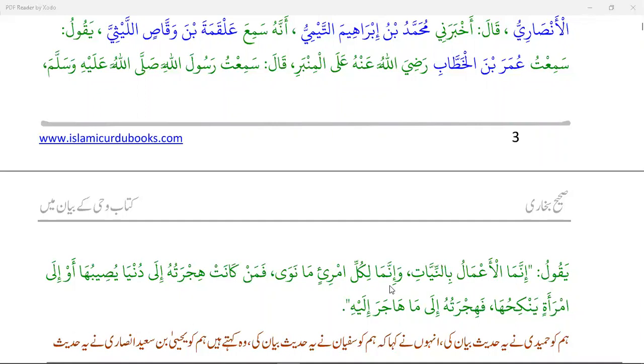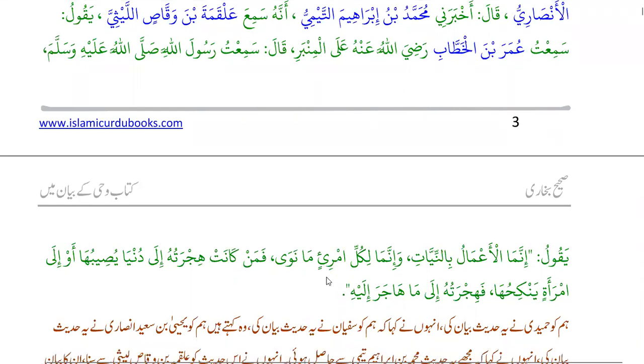Wa innama, and indeed, likulli, for each, imri'in, man, ma nawa, what he intended. Nawa, he intended. Wa innama likullimri'in ma nawa. And indeed for each man is what he intended.